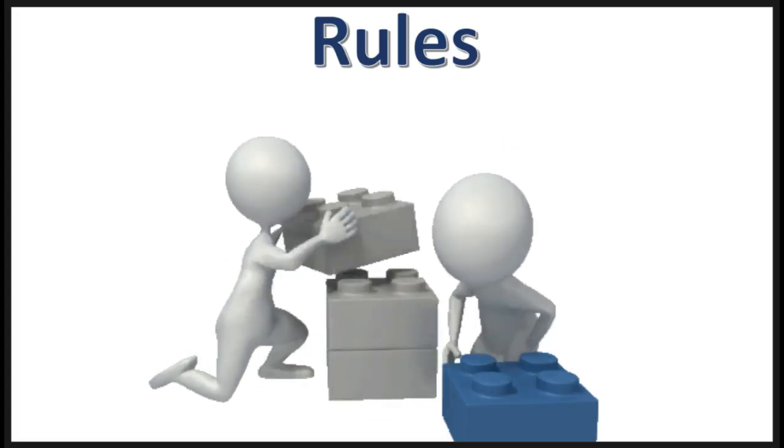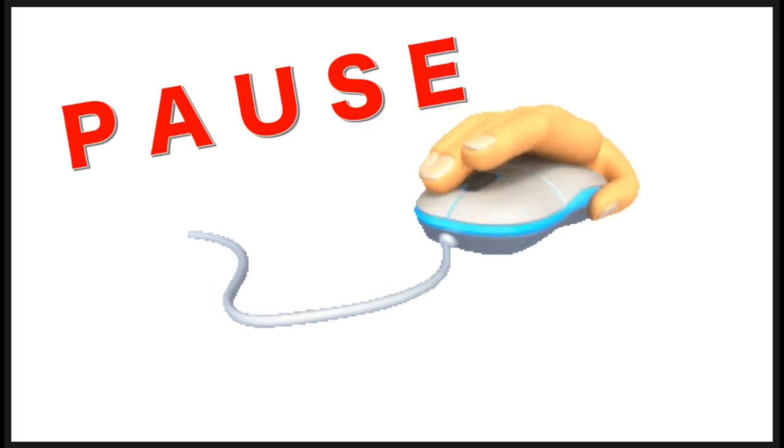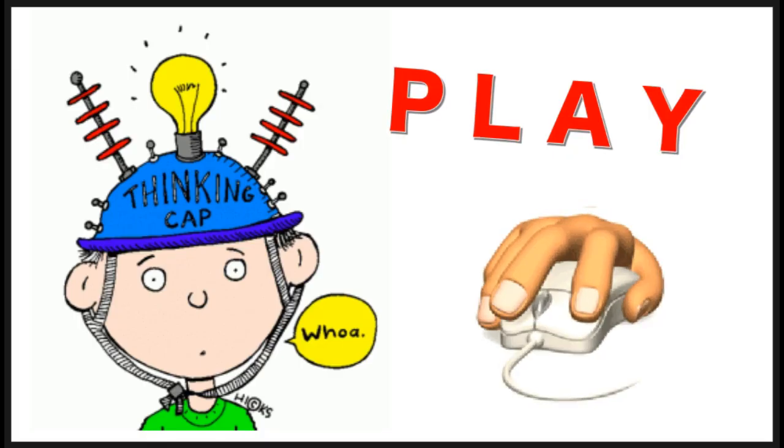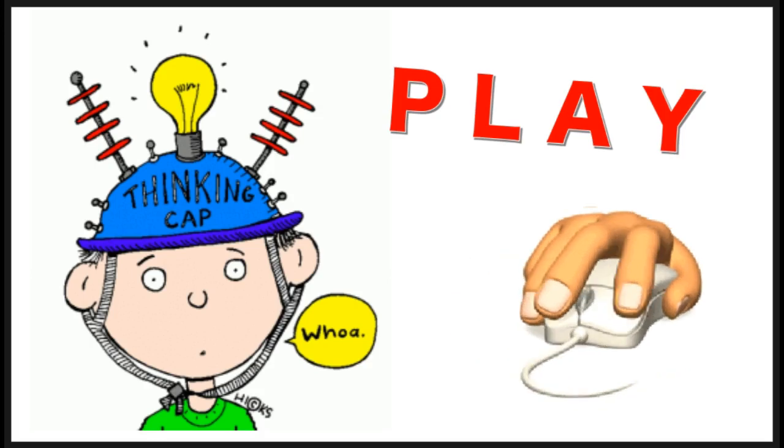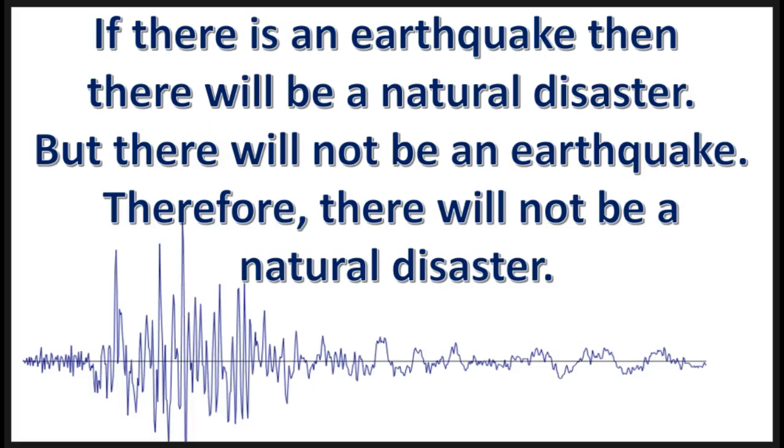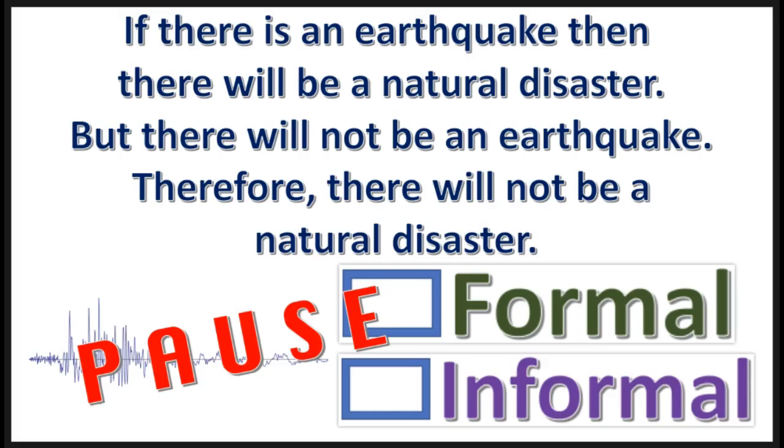The rule of the game is this. I'll ask a question, you press pause to try to answer the question, and then press play again to see if you're correct. All right, practice problem number 1. What type of fallacy is contained in this argument? Press pause because the answer will appear in 3, 2, 1.